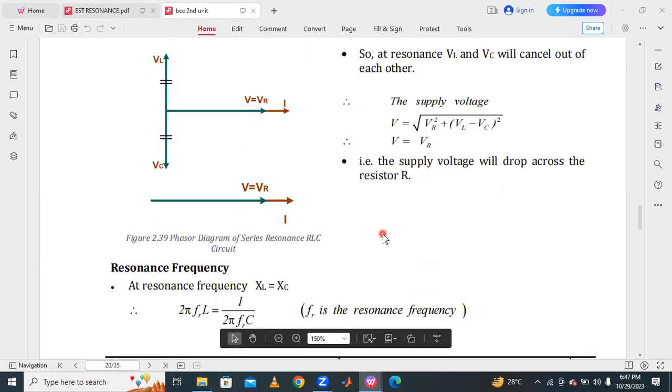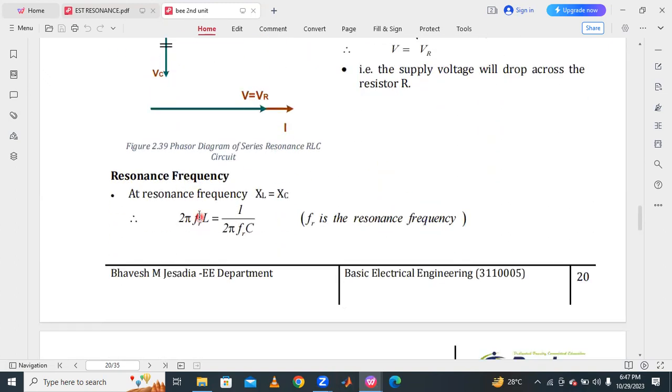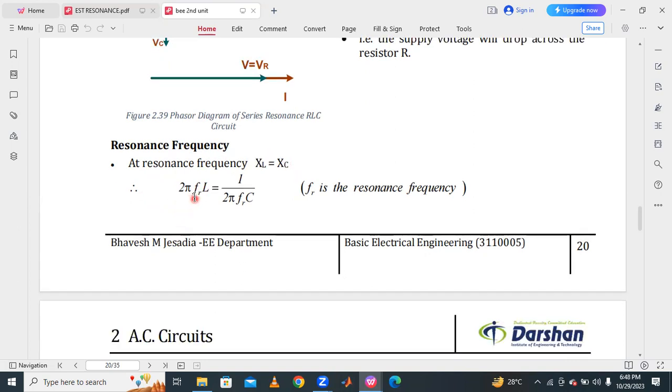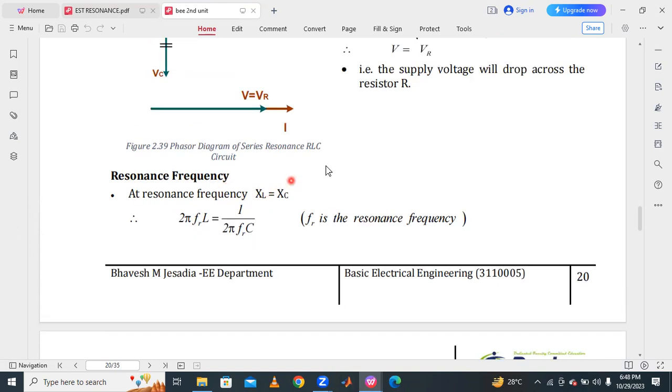Under resonance condition, we know that at the resonance frequency XL is equal to XC. Inductive reactance is equal to capacitive reactance. Inductive reactance XL is equal to omega L, that is equal to 2 pi fL. XC is equal to 1 by omega C, that is equal to 1 by 2 pi fC. FR is called the resonance frequency. So 2 pi FR into L is equal to 1 by 2 pi FR into C.